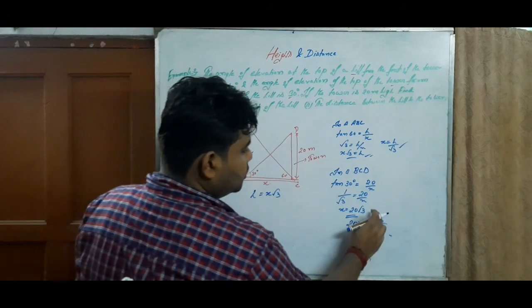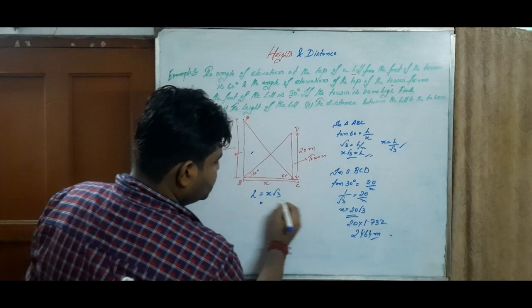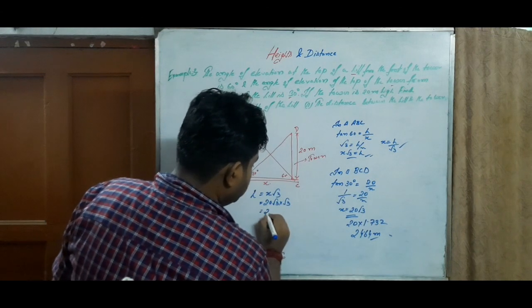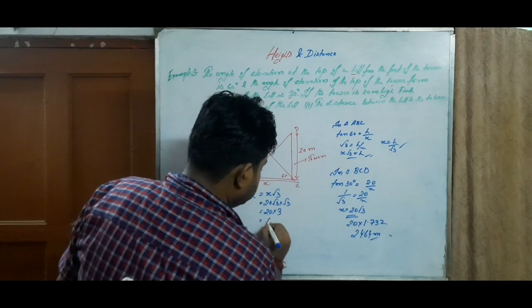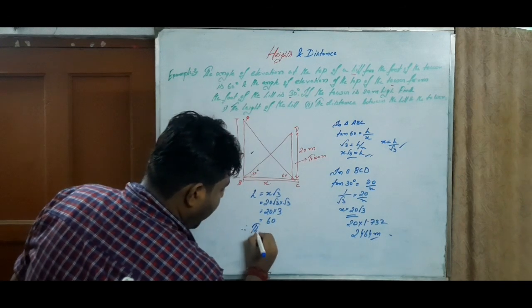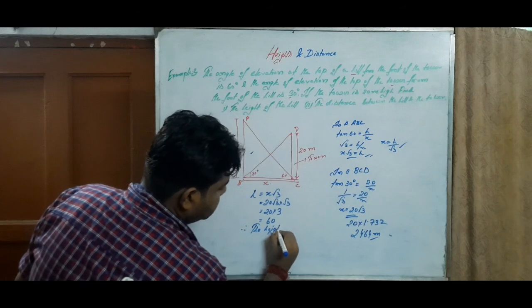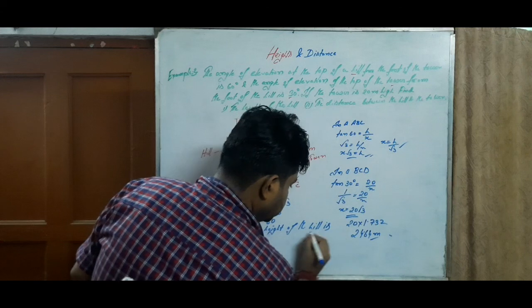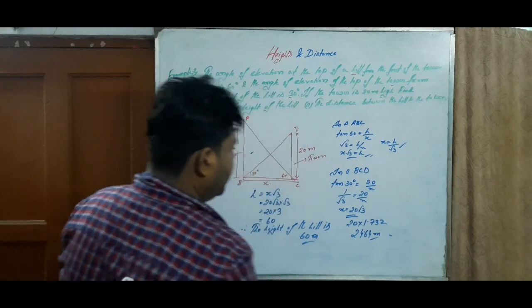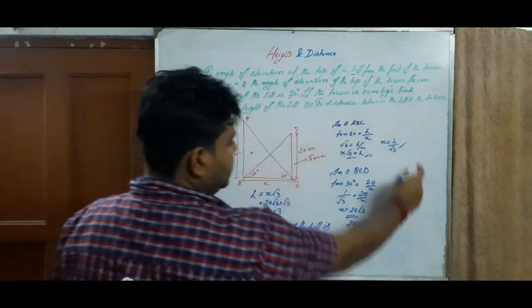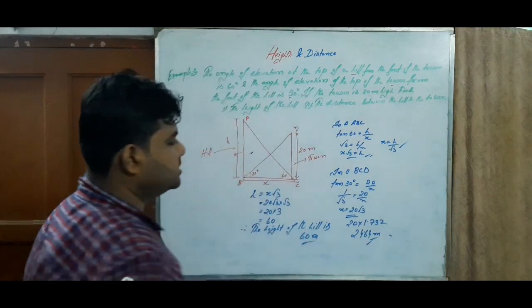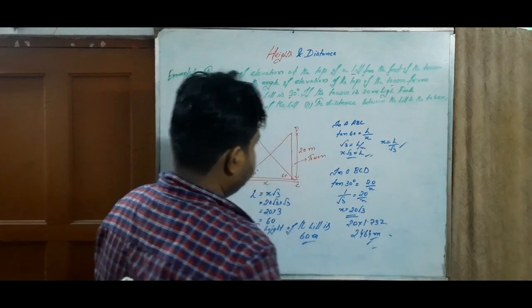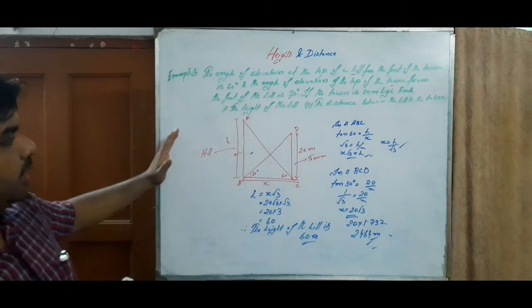Now height means h equals x into root 3. The value of x is 20 root 3. So substituting, 20 root 3 into root 3, that is 20 into 3 equals 60. Therefore the height of the hill is 60 meter, whereas the distance between the hill and the tower is 24.64 meter. Okay, so you may copy it down.